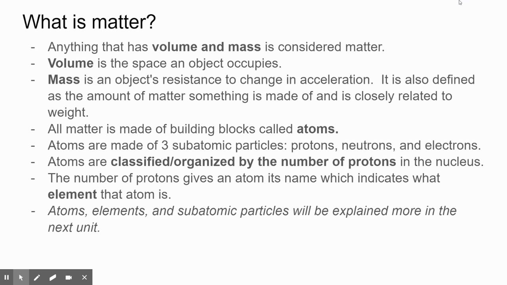Every type of atom is classified or organized by the number of protons in the nucleus. The number of protons in the nucleus tells us the type of element it is. Every atom with 1 proton is called hydrogen. Every element with 2 protons is called helium. Every atom with 3 protons is called lithium. The number of neutrons and electrons can change without changing the name of the atom or the element, but if protons change, the name of the element changes.